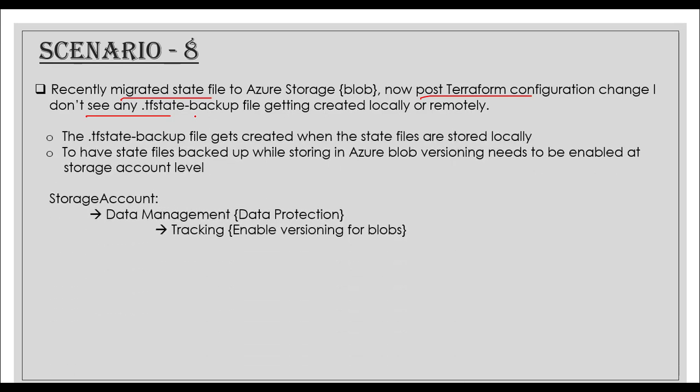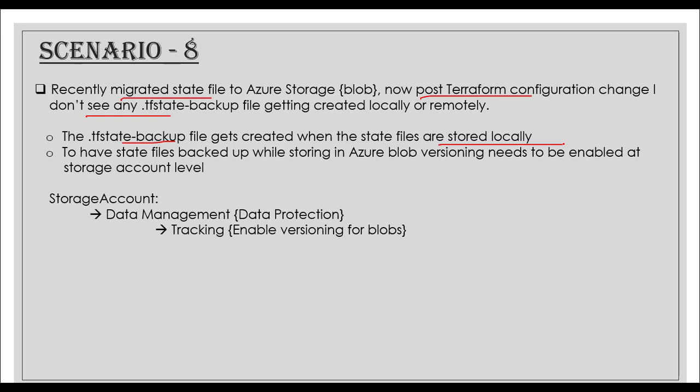Now guys, try and understand this. This TF state backup file gets created when the state files are stored locally. This is the behavior of Terraform. When you're storing your state file locally, whenever there's a change in your state file, it creates a backup version. Suppose you have updated something, so the previous version will be stored in the TF state backup file. That backup file is used if you want to go back to the previous state.